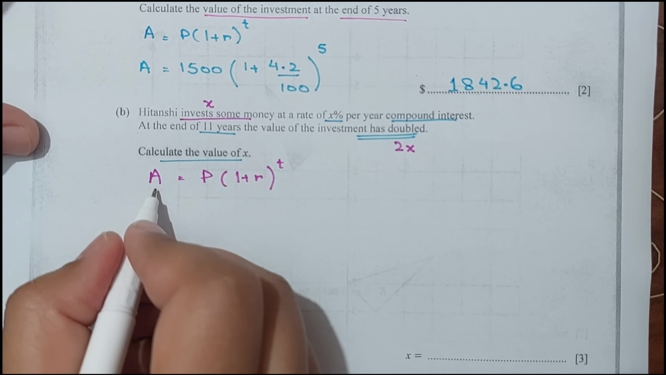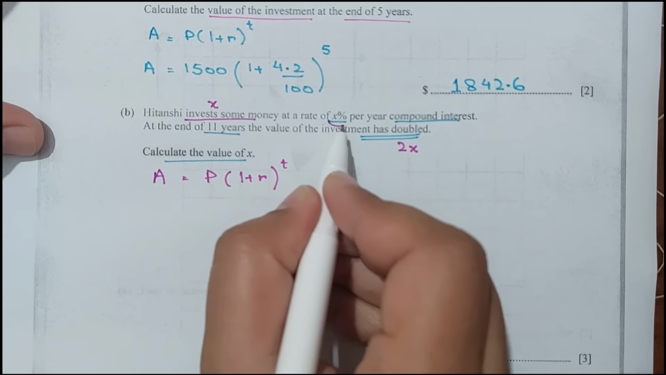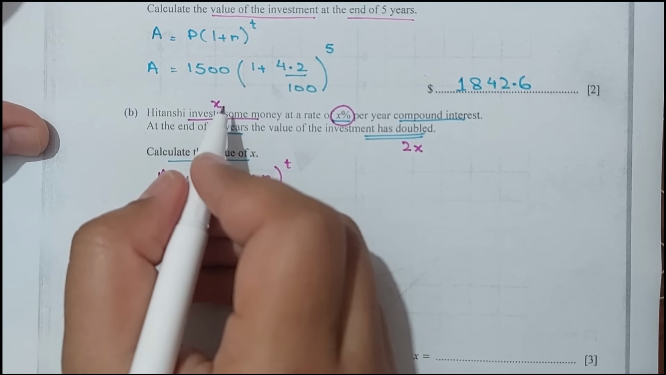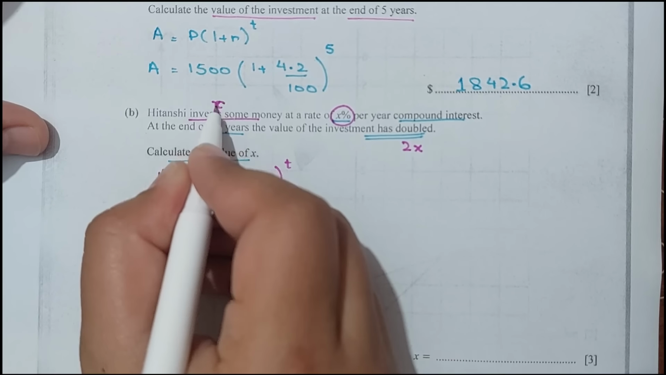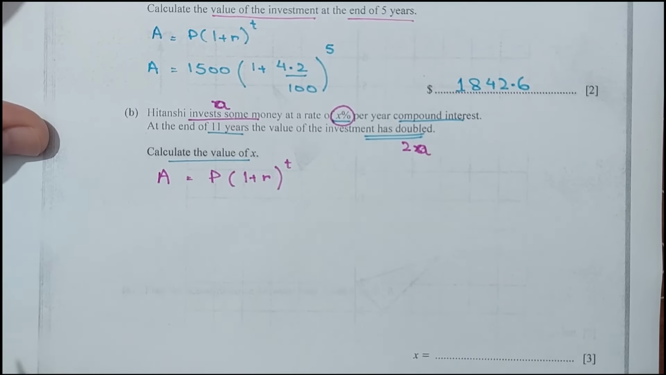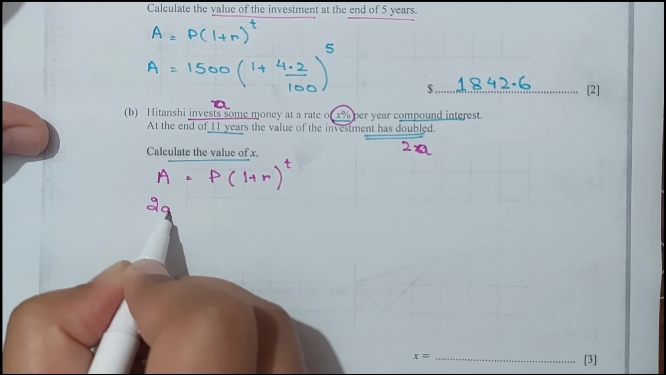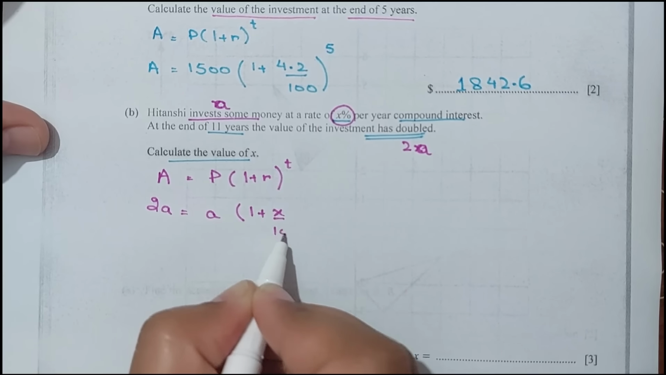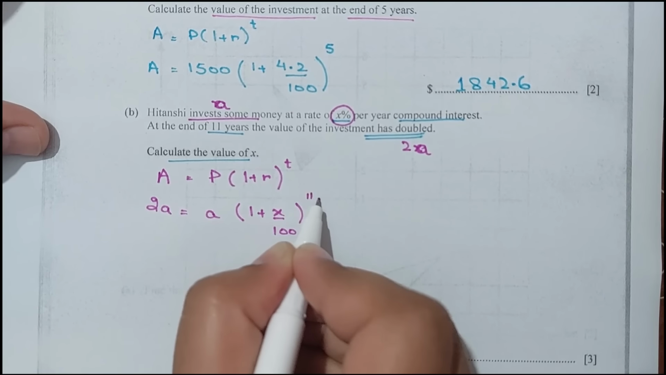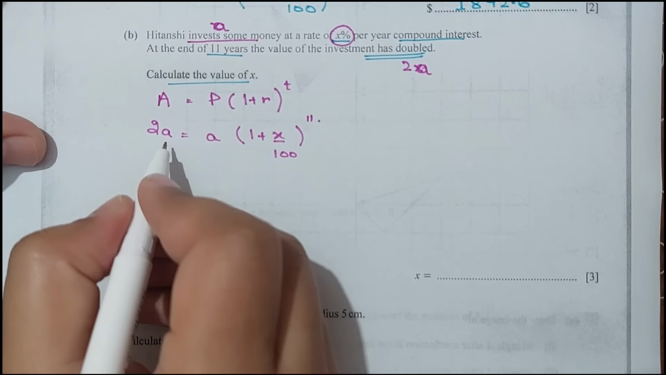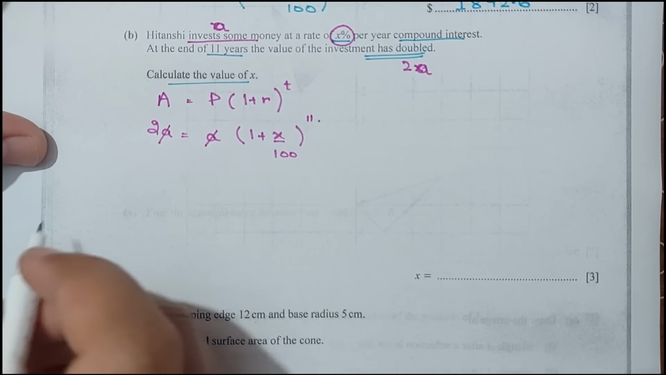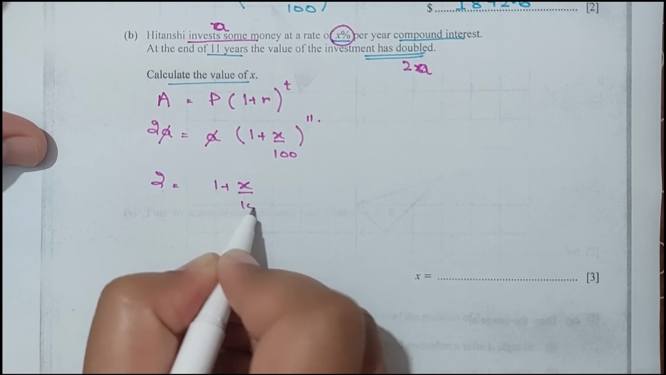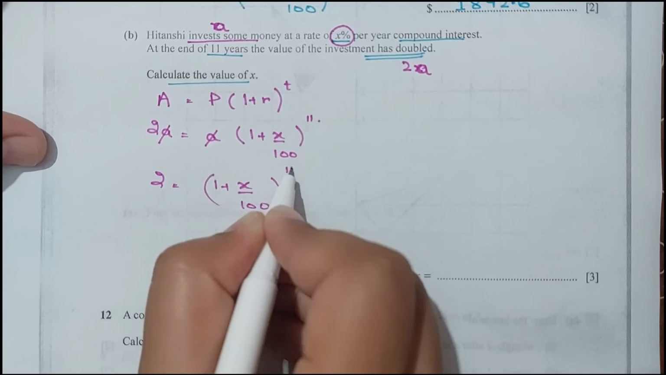So I'm not using X because we have already given the interest rate R is X. Okay, so the investment we can take A and 2 times of A. The value of investment is 2 times of A. Investment is A into 1 plus X%, and the time is 11 years. We have to solve for X, right? So this A and this A cancel out. So we are left with 2 equals 1 plus X over 100 to the power 11, right?